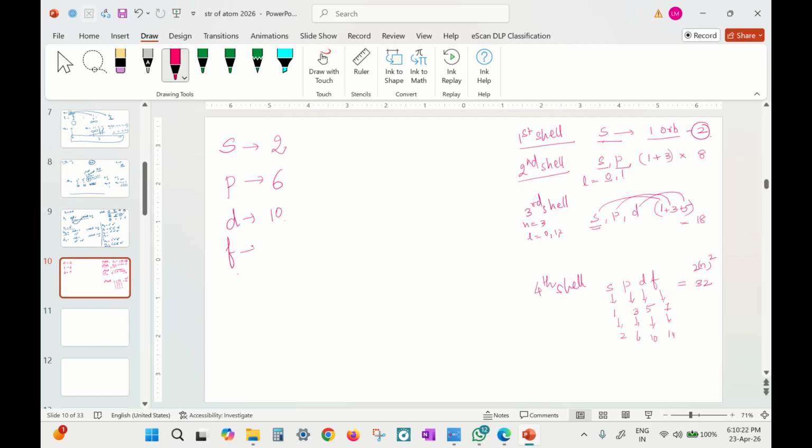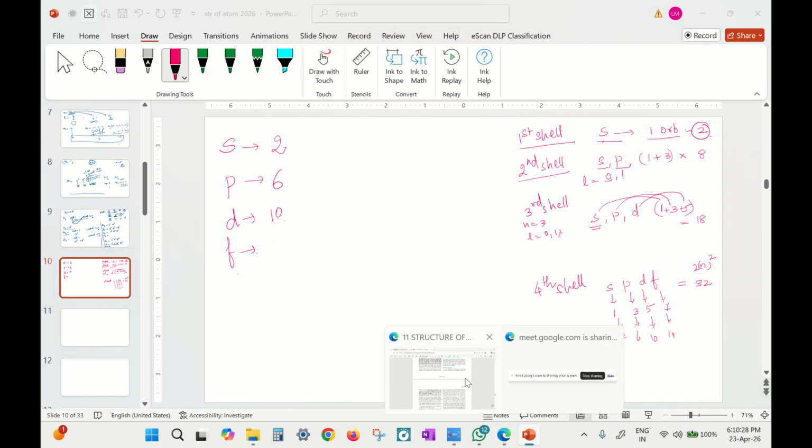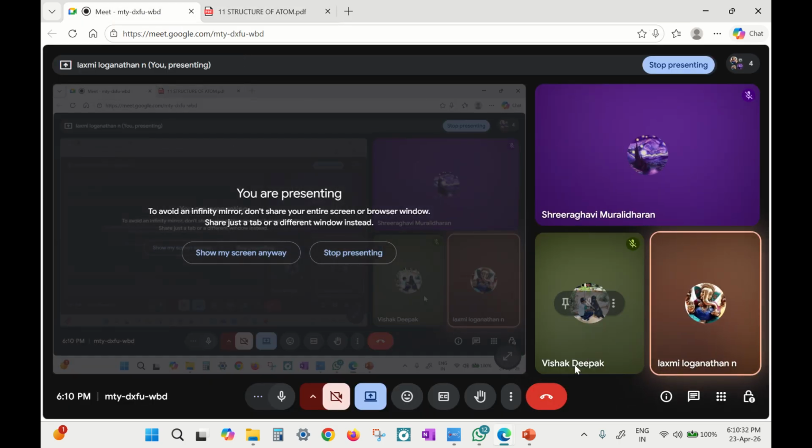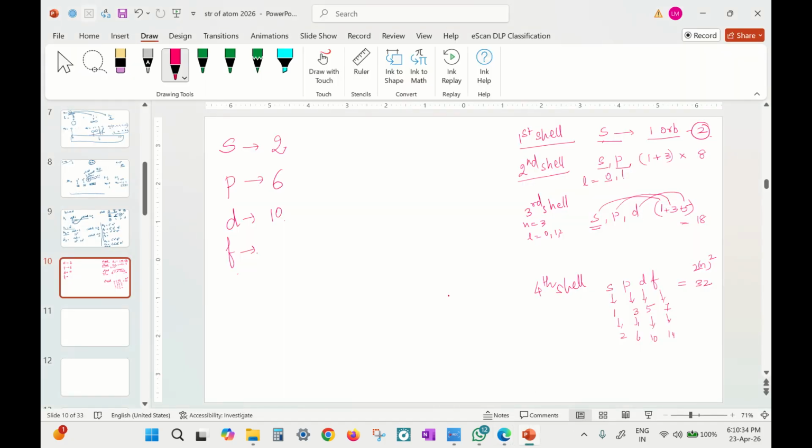And F, Vishak, how much? What happened? Hmm. Yeah, Vishak, when did you leave? Okay. So in F subshell, how many electrons can be there, Vishak?